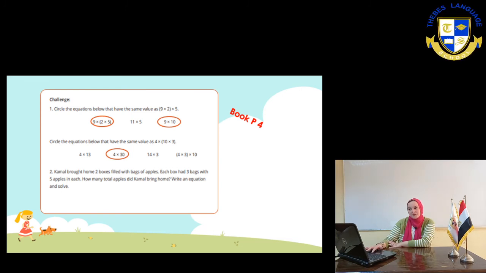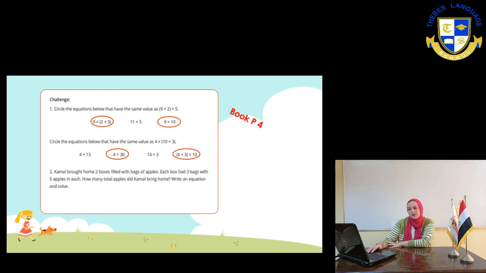times 3. 10 times 3 can be 30, so the first choice we are going to choose is 4 times 30. And the next choice will be 4 times 3 times 10, because it has the same numbers as the example. Number 2, Kamal brought home 2 boxes filled with bags of apples.